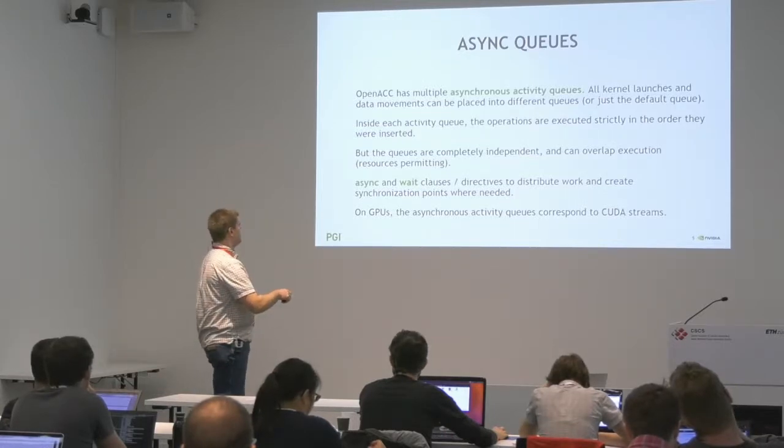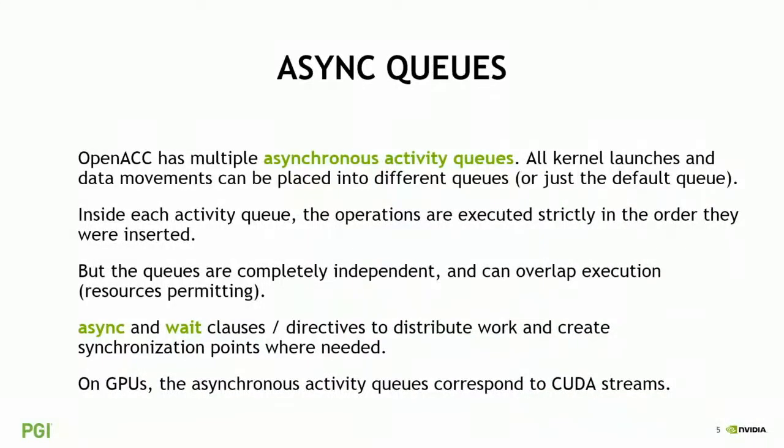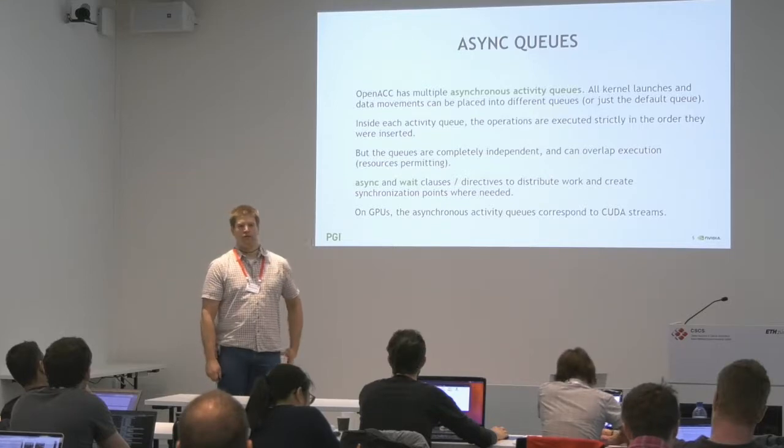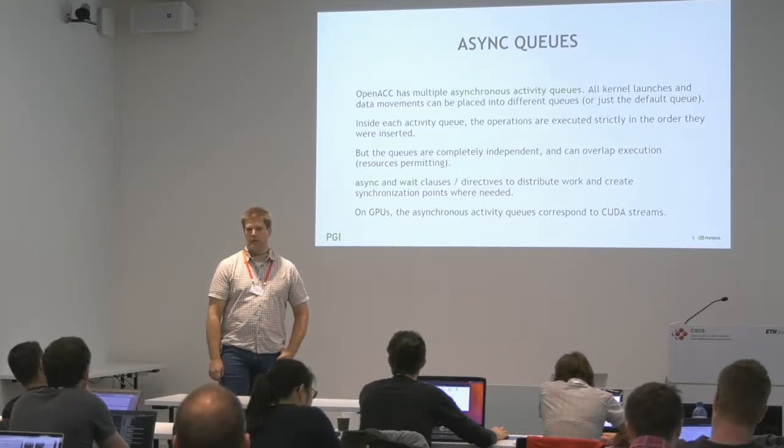The way this is done is through the so-called async and wait clauses and directives, and I'll show you the syntax for those in a few moments. For those of you who have programmed CUDA and think that this sounds awfully familiar with CUDA streams, yes, that's what it is. In CUDA terminology, these asynchronous activity queues in OpenACC are CUDA streams. If you don't know what a CUDA stream is, it doesn't matter. You'll still get how this works. Any questions up to this point regarding these queues and the basic idea of having multiple queues overlap in time?